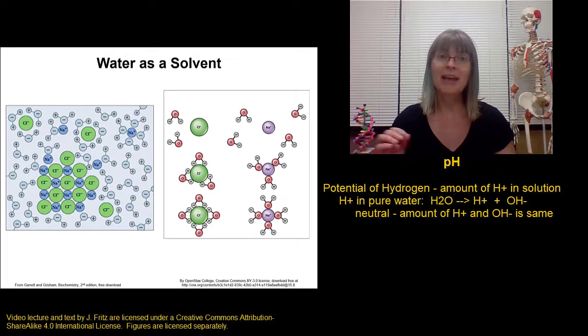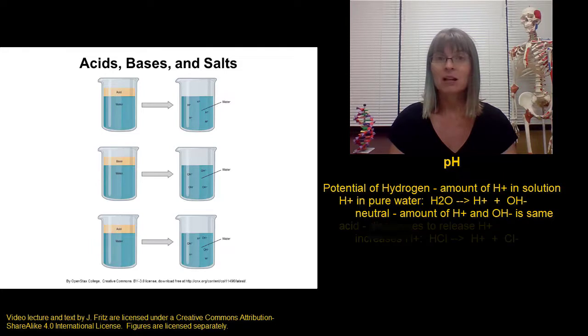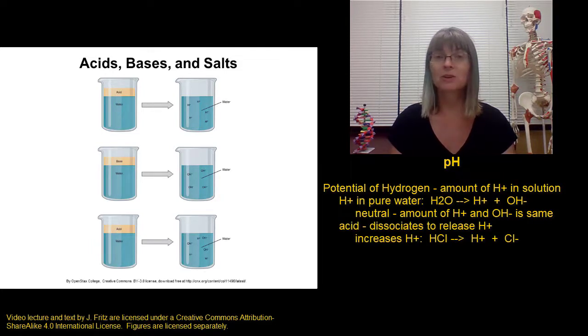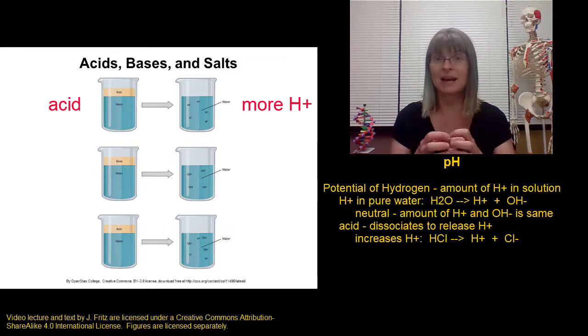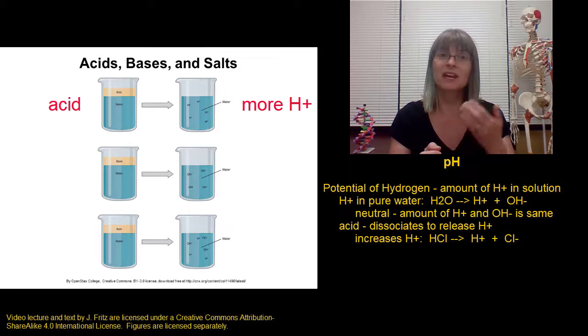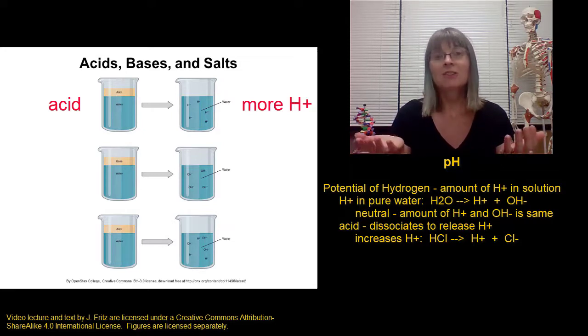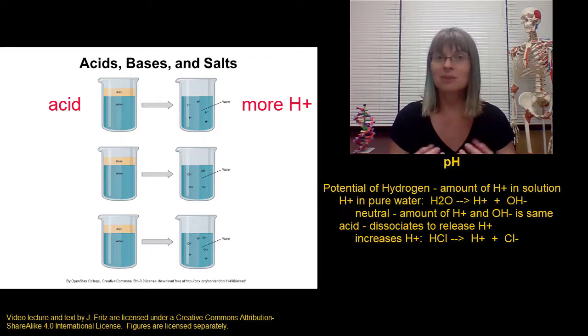We can change the pH by adding different substances into the water. Acids are molecules that dissolve in water and separate to release a hydrogen ion. So anything that you put into water that dissociates to release a hydrogen ion is an acid, like hydrochloric acid. Hydrochloric acid, or HCl, is formed by an ionic bond between a hydrogen atom and a chlorine atom. When hydrogen chloride is put into water, it separates into H+ and Cl-. That changes the amount of hydrogen ion in the water. We have more hydrogen ion. Anything that releases hydrogen ion is an acid.